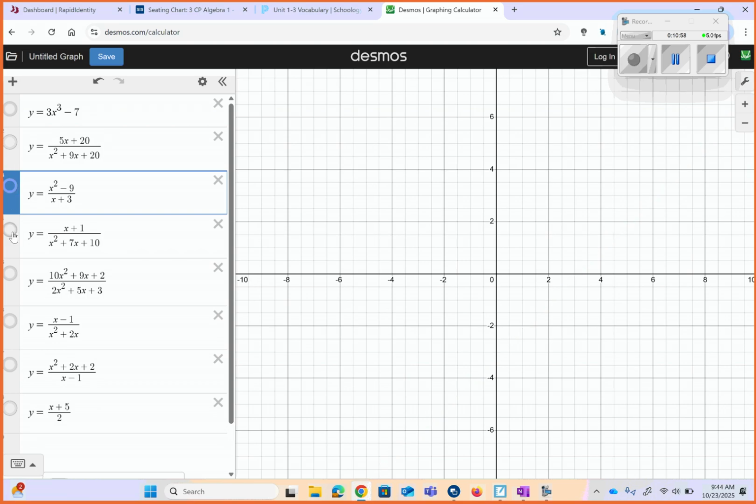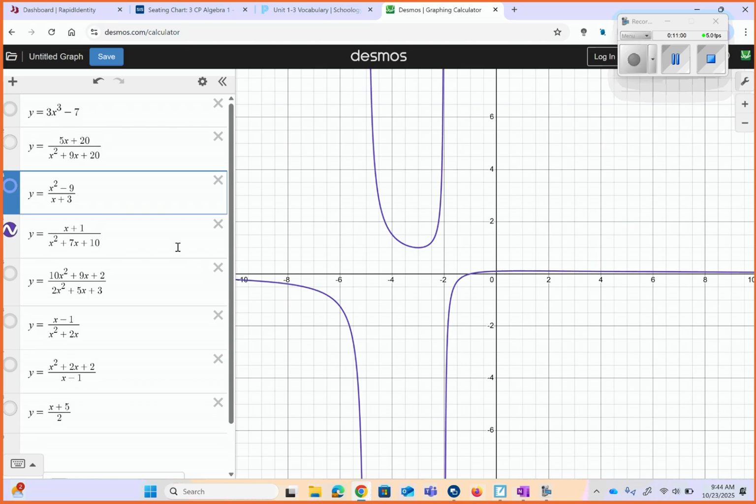Go to the fourth one. Fourth one, we're trying to get to -2. So -2 right here. So where do you think this -2 is going to get to?